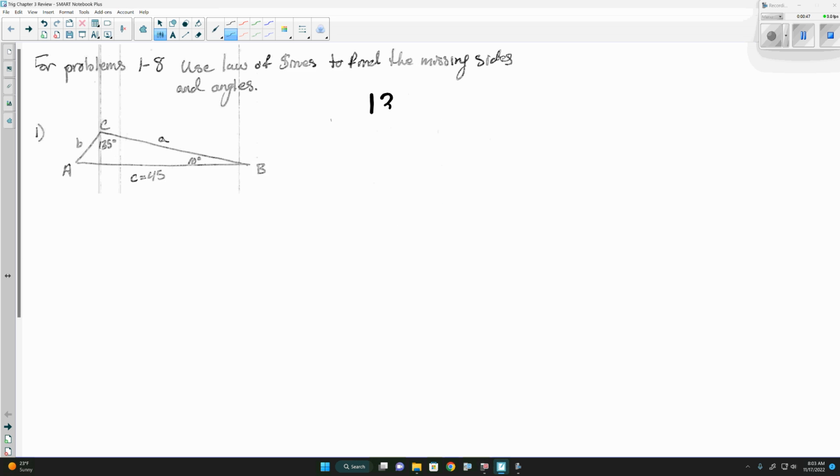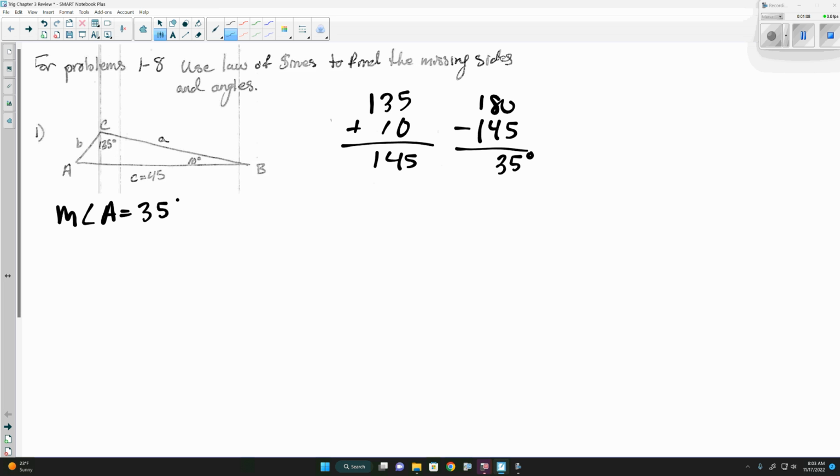So what we can do is take 135 degrees and add the other angle, 10 degrees, to it, which would give us 145 degrees. And then take that and subtract it from 180. If we subtract it from 180, we get 35 degrees, which tells us that the measure of angle A is 35 degrees. Now we only need to find side length A and side length B. Questions on this so far?